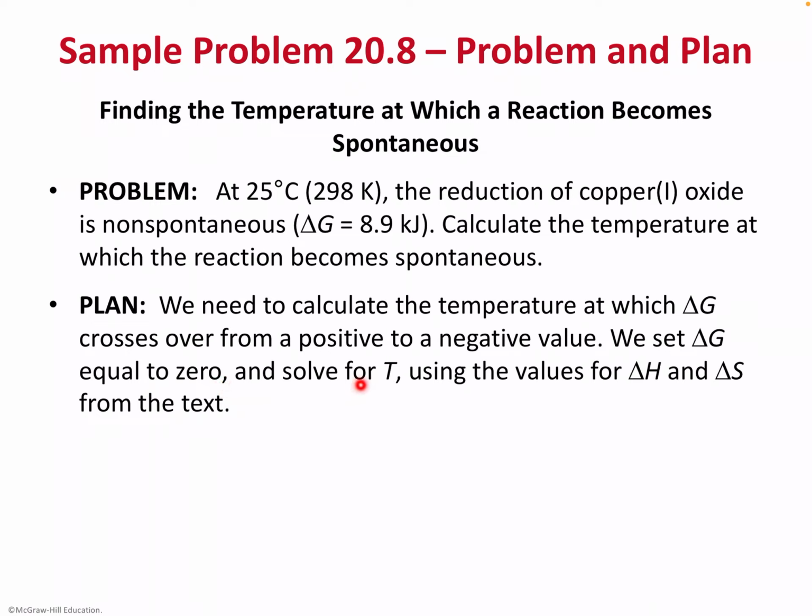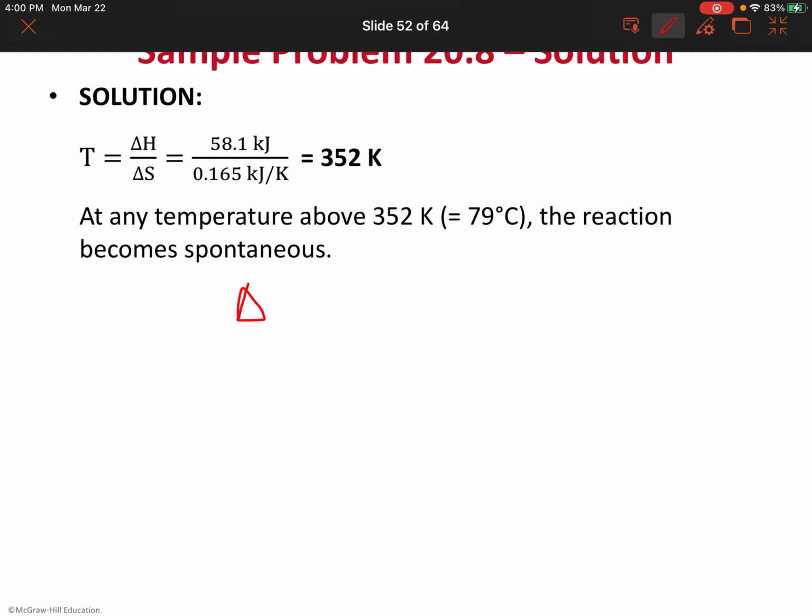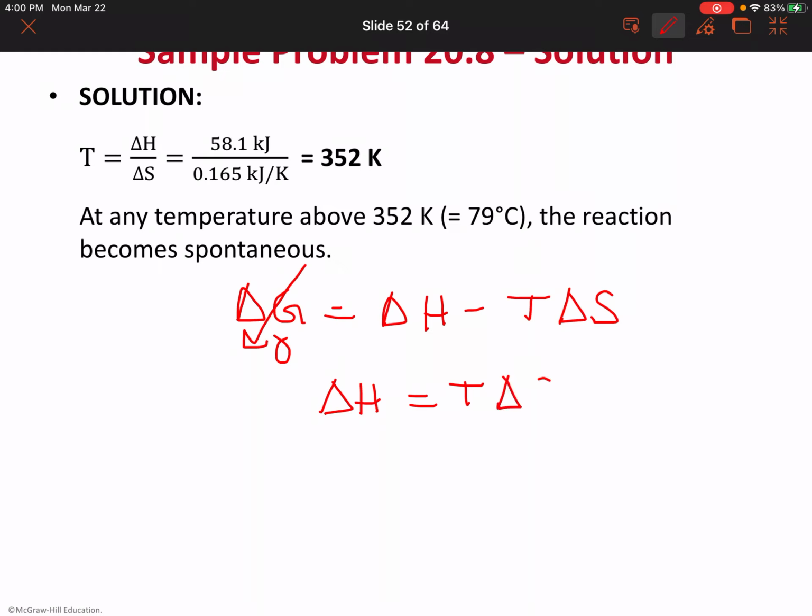Okay, and then we're going to solve for temperature using the values for delta H and delta S from the text. Remember, delta G equals delta H minus T delta S. So we're going to set this one to 0. If you make that 0, then delta H equals T delta S. Right? So then the temperature would be delta H over delta S.